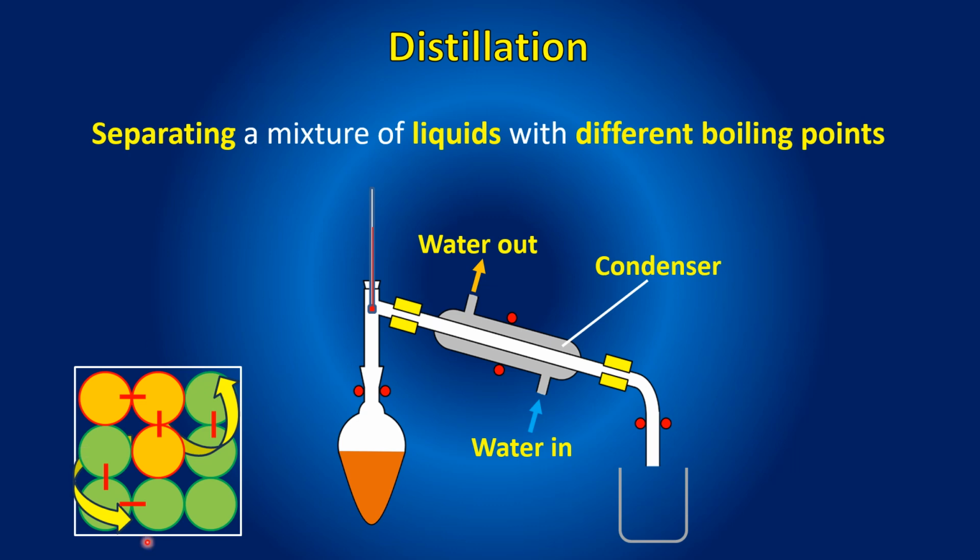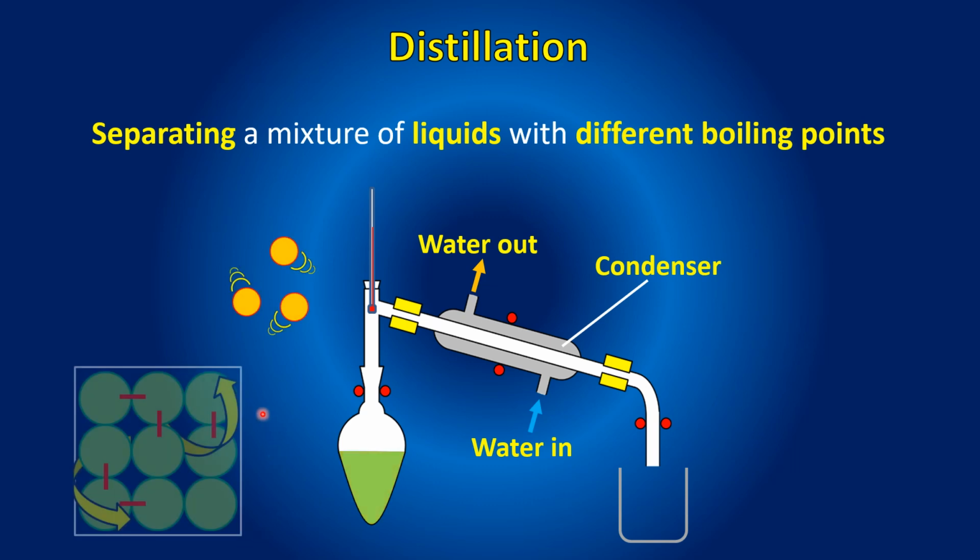So in the box here we've got a mixture of blue and orange liquids. It exploits the fact that they will have different boiling points. So what we need to do is heat, and when we heat the mixture, the one with the lowest boiling point will evaporate. In this case the orange particles are gaseous. Now we've managed to separate them, but what we need to do is collect the orange particles. The orange particles are gaseous because we've heated them up. We turn them from a liquid to a gas.